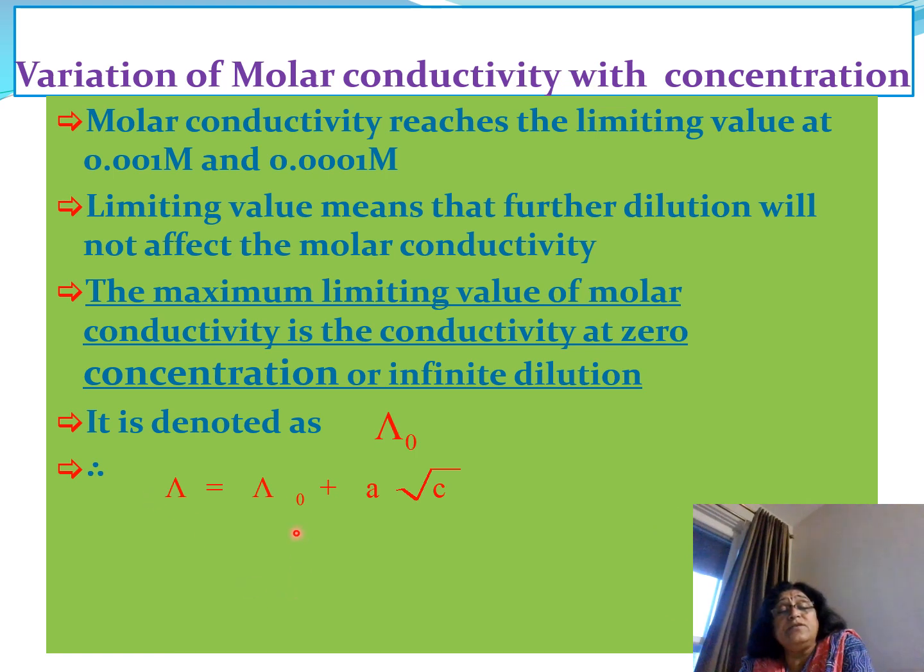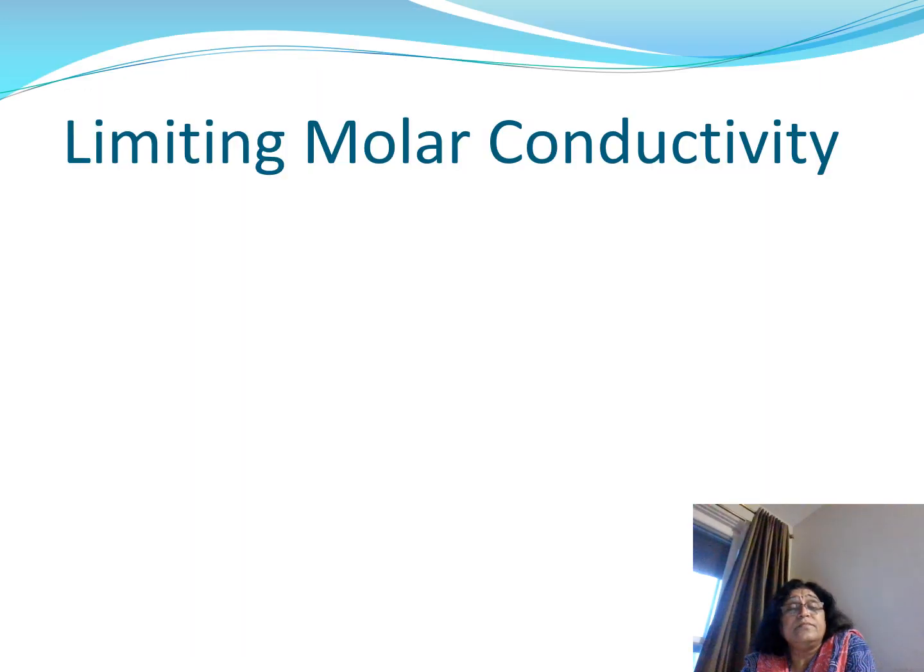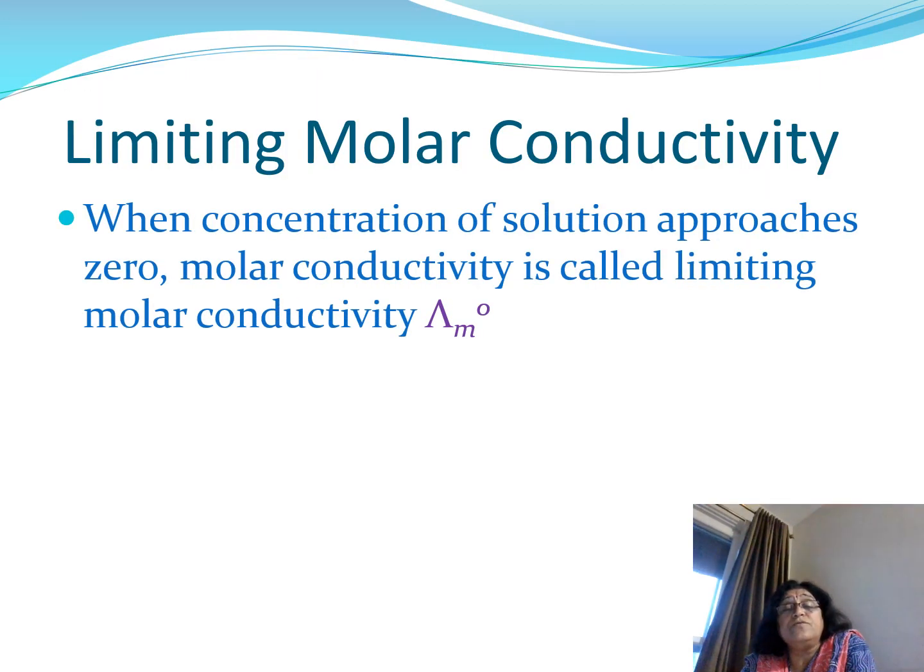Okay. So y is equal to mx plus c. This c is the intercept which gives you the value of molar conductivity at infinite dilution. Where A is constant, C is molar concentration, and lambda 0 is the molar conductivity at 0 concentration. So when the concentration of a solution approaches 0, molar conductivity is called limiting molar conductivity, and it is represented by lambda m naught.